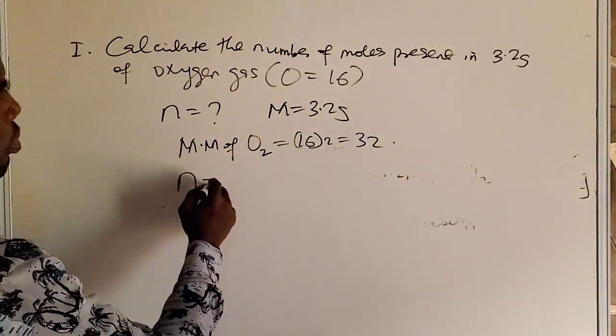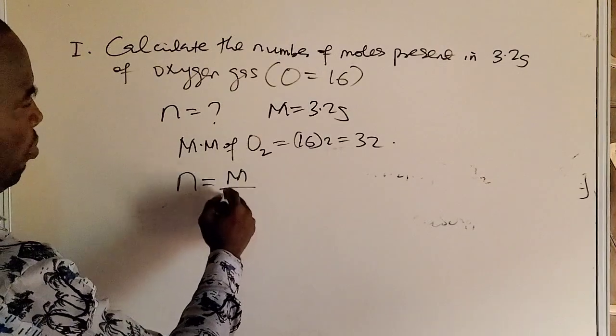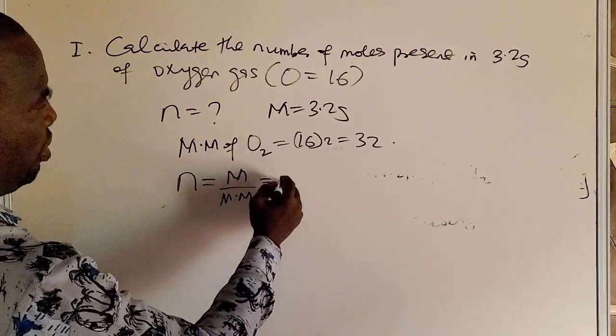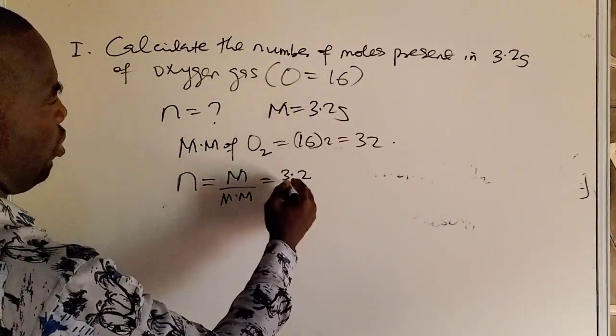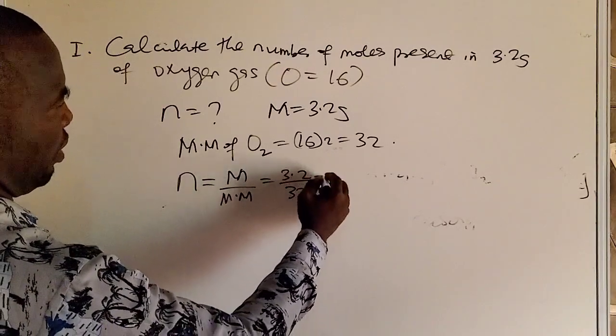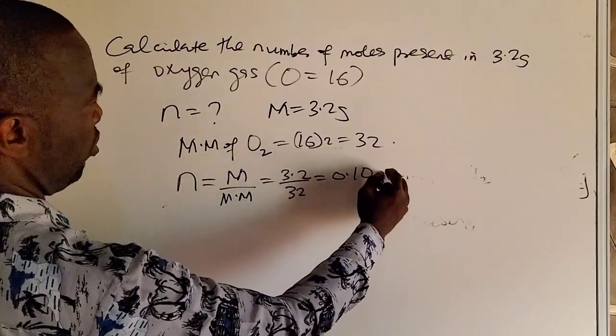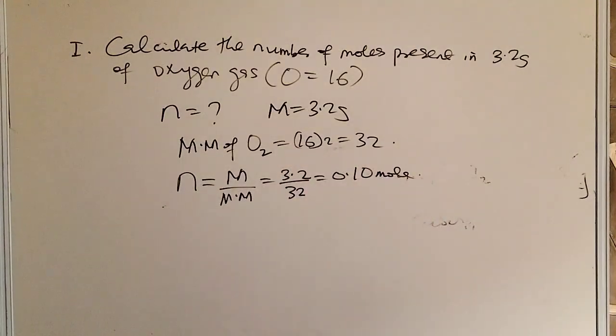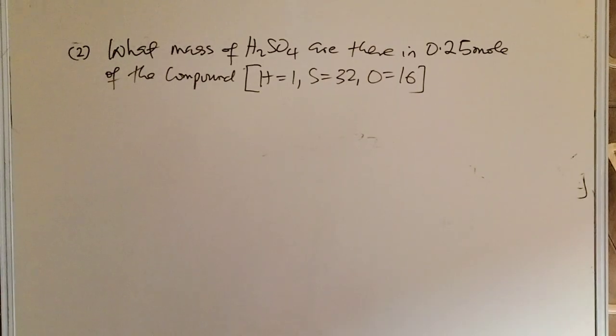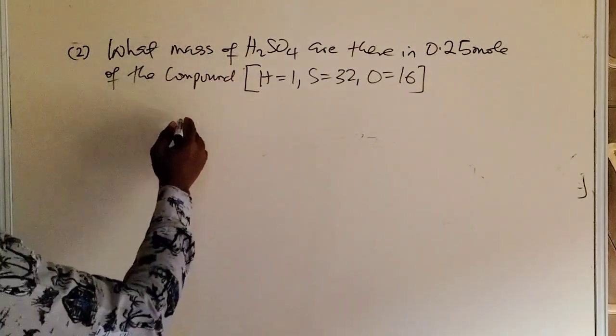Number of moles becomes mass over molecular mass or molar mass, which is going to be 3.2, the mass of oxygen, over 32, the molar mass, and that gives you 0.10 mole of oxygen gas as our answer. Go to the next example. The question on the whiteboard says, what mass of H2SO4 is there in 0.25 mole of the compound? In the equation, we're looking for mass.